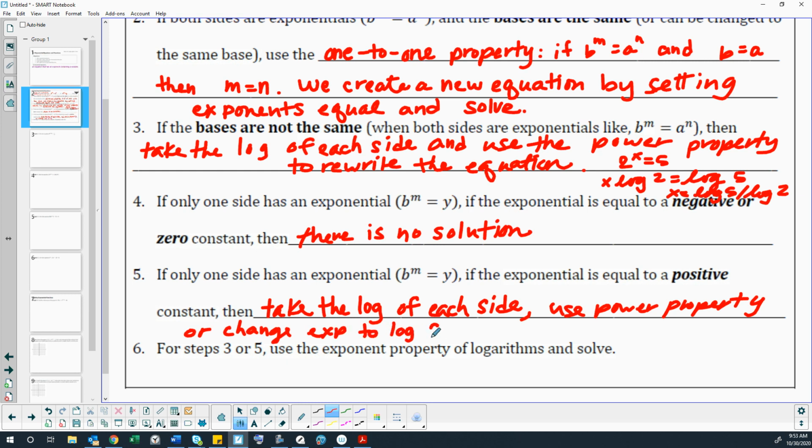The disadvantage of doing that is that it's possible we'll get a logarithm that's not base 10 or base e, and then we wouldn't be able to approximate that with the calculator without using the change of base formula. But it's still a valid way to do the problem. So with either step 3 or step 5, take the log of each side, use the power property, and then use algebra and properties of logarithms to solve for the variable. With exponential equations, we don't need to check our answers because the domain of exponentials is all real numbers. Okay, let's see this in some examples.